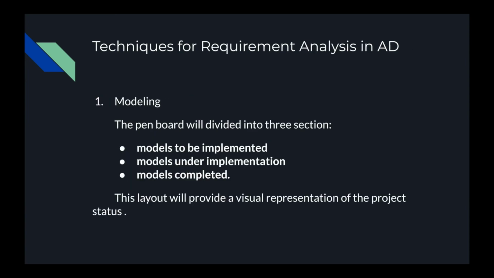Next, after we have elicited all the requirements, we want to analyze them. The first technique to analyze requirements is modeling. We can use a Kanban board, or there is a lot of online software we can use, like Trello, which divides the board into mainly three parts: models to be implemented, models under implementation, and models completed. This layout provides a visual representation of the project's status, because we know exactly the status of each model, so that we can figure out what the next step is.